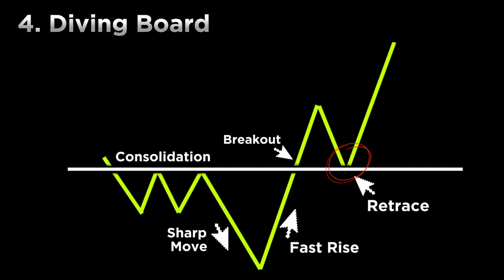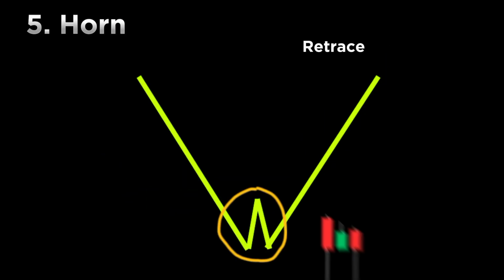The next price action strategy we will look at is called horn. The bullish formation is called the horn bottom, and the bearish formation is called the horn top. This pattern can be seen as a smaller version of the double top or double bottom chart pattern.